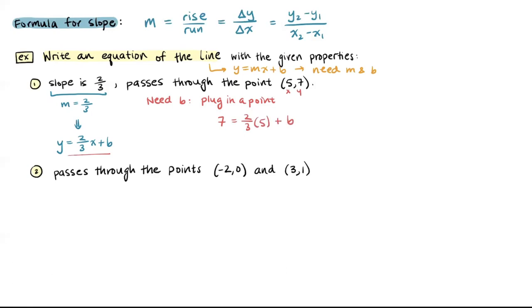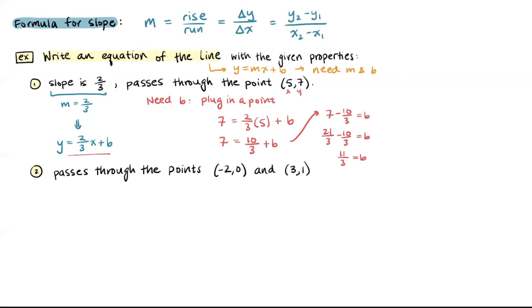So 2/3 times 5, that is 10/3. Then to solve for b, we're going to subtract 10/3. 7 is 21/3. Well, that's not too bad. And 21/3 minus 10/3 is 11/3. So here's our value of b: 11/3.